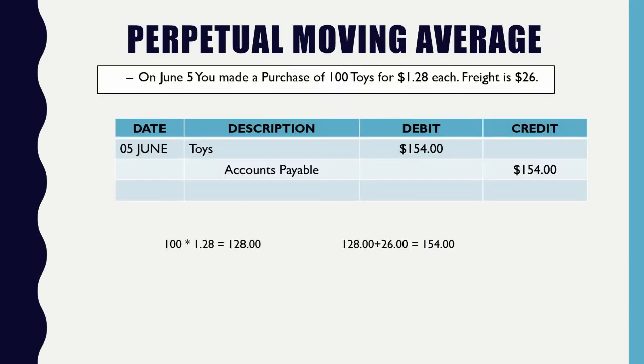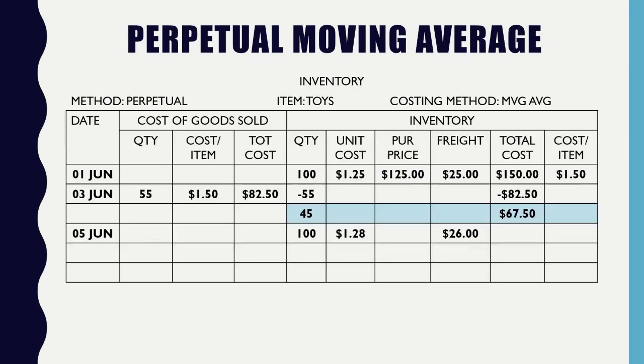Because when we make a purchase of inventory, which is the next portion, here on June 5th, we end up buying an additional 100 toys at $1.28 with a freight of $26. So this is what we're going to do. We're going to calculate just as normal what the purchase price is, which is $128, plus the freight of $26, which gives you a total of $154.